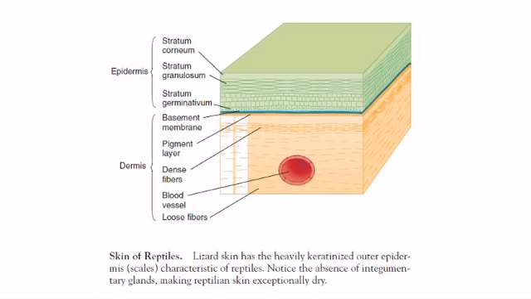This is a diagram of lizard skin. Lizard skin has a heavily keratinized outer epidermis. This is the epidermis, and it is stratified and keratinized. The outer layer is the stratum corneum. Notice the absence of integumentary glands, making reptilian skin exceptionally dry.